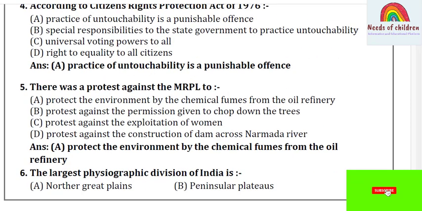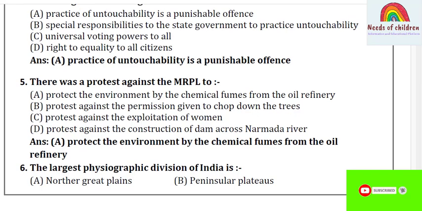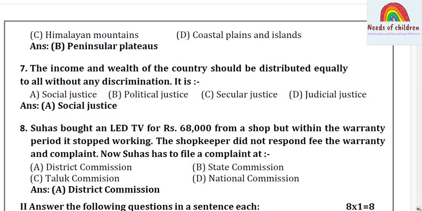So let's move on to the sixth one. The largest physiographic division of India is: option A, Northern Great Plains. Option B, Peninsular Plateau. Option C, Himalayan mountains. Option D, coastal plains and islands. Students, this question is from geography, first lesson, India, geographical position and physical features. The right answer is option B, Peninsular Plateau. So, geography, one question. Let's move on to question number 7.